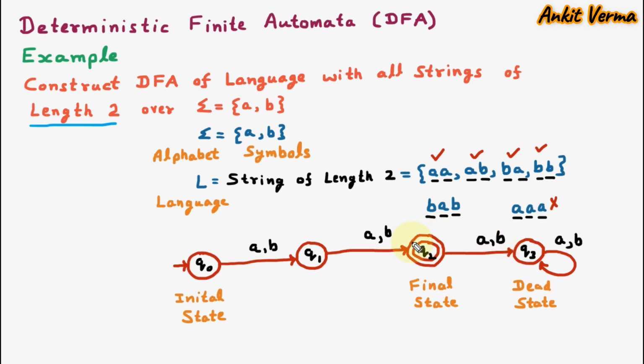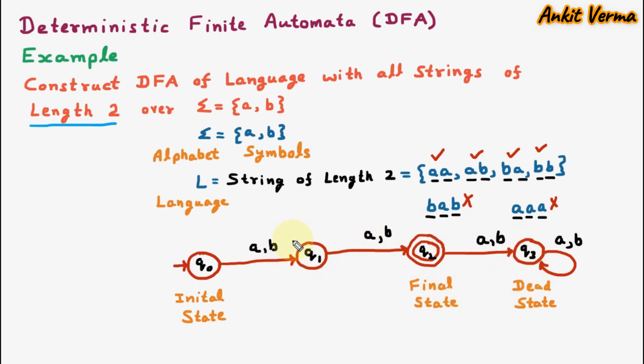Now let's check. Is it solving our purpose? When first B is coming, then from Q0 for B we are going to Q1. When A is coming, then from Q1 for A we are going to Q2. And then B is coming. So from Q2 for B, we are going to Q3. So after scanning this complete string, we are on Q3. This Q3 is not a final state. That means after scanning the complete string, we are not going to final state. That means it is not accepted by the DFA. So this is solving our purpose.